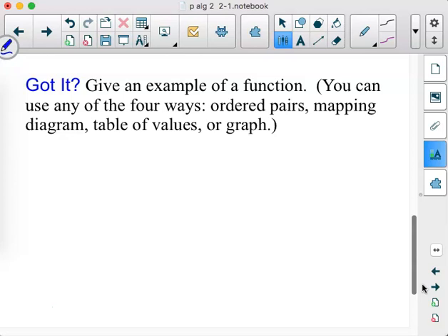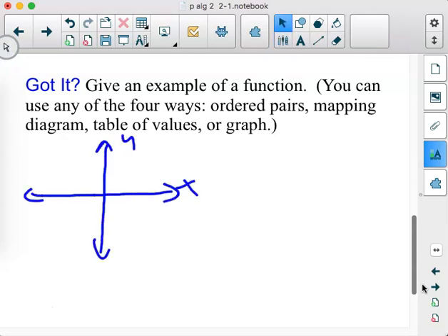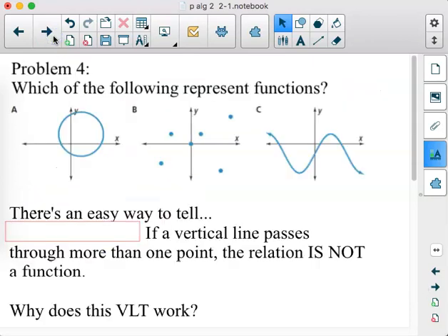All right, so we wanted a function. Most people go to the last one that they just learned, and they just put a bunch of points on here that don't have any other points that line up with them vertically, above or below them. And that's a good idea. But there's so many different ways. You know, we had 4 different types that we could do. Ordered pairs, mapping diagram, the graph, obviously, and then we had table of values. So any of those. Now, problem 4 says, which of the following represent functions?